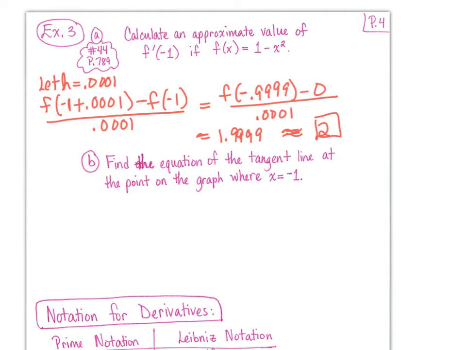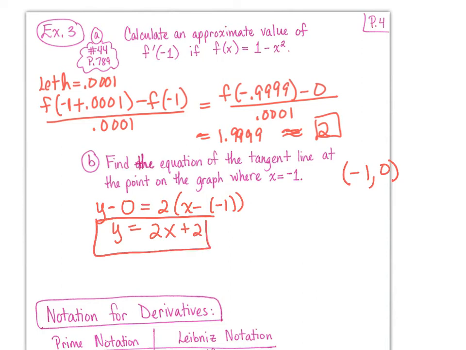Now, to find the equation of the tangent line at the point on the graph where x is equal to -1, you have to find the y value. We did. f of -1 was 0. So the point that we're considering here is what? What's the coordinate? Talk loud. -1, 0. Good. So using the point-slope formula, you have y minus 0 equals 2 times x minus -1. So that gives you y is equal to 2x plus 2. And that's it.